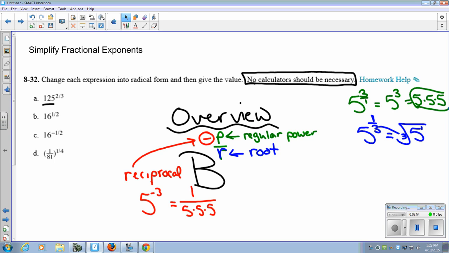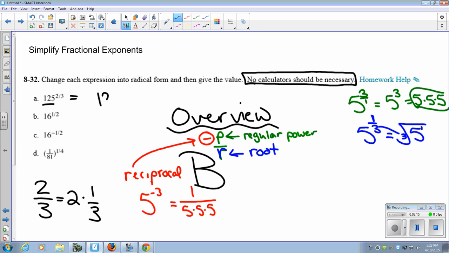Now let's do an example. So 125 to the 2/3. Another way of saying 2/3 is 2 times 1/3. And the reason I want to look at it that way is because I'd rather look at 125 as being, well, let me first separate this out. I'll do this in a couple steps. 125 to the 1/3 power, and then I'll just square that.